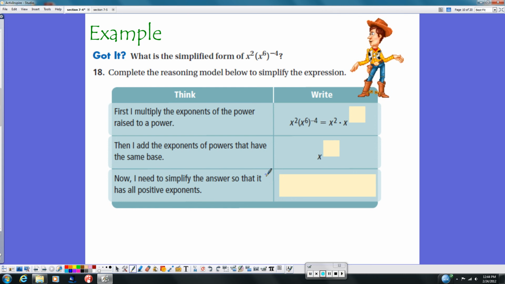Let's take a look at the simplified form for x squared times x to the 6th to the negative 4th. So first, you're going to multiply the exponents for the power to a power. You're going to take care of this part first. So x squared is going to stay, and x to the 6th to the negative 4th becomes x to the negative 24. Now we're back to where we were in the last section. X squared times x to the negative 24th. We're going to keep our base x, and we're going to add the exponents, so negative 22. Now, we don't want to have a negative exponent, so we're going to rewrite that as 1 over x to the 22nd.